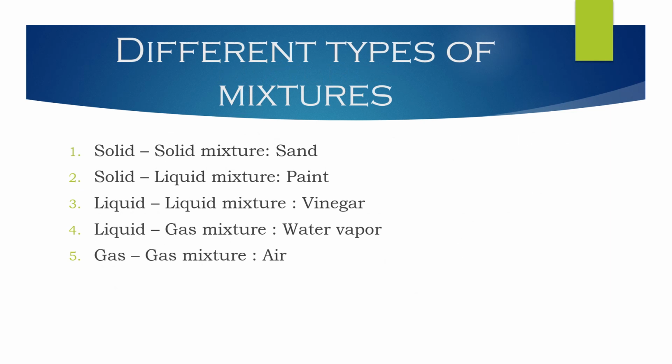Now let us learn about the different types of mixtures. So there are five types. One is the solid-solid mixture, example sand. In this, there are only solid components which make up the mixture. In a solid-liquid mixture, there is solid and liquid which make up the mixture, example paint. In a liquid-to-liquid mixture, there are two or more liquids which make up the mixture. In a liquid-gas mixture, the components are liquid and gas, example water vapor, and in a gas-to-gas mixture, only gases make up the mixture, for example air.